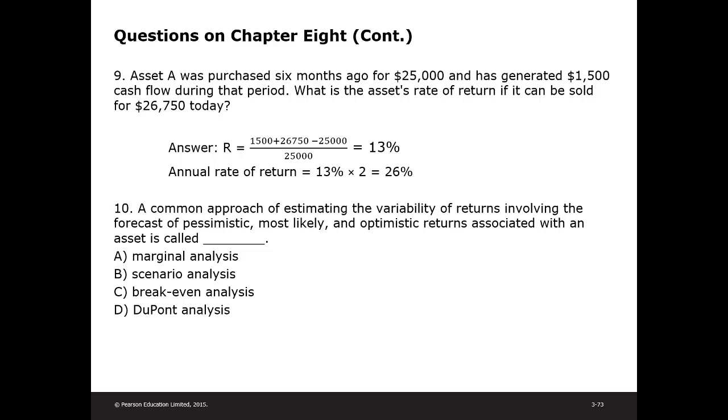A common approach of estimating the variability of returns involves forecasting pessimistic, most likely, and optimistic returns associated with an asset. It's called marginal analysis, scenario analysis, break-even analysis, or DuPont analysis? The answer here is B, which is scenario analysis, because we are forecasting different scenarios for the same asset.